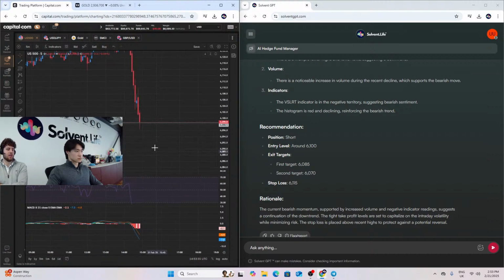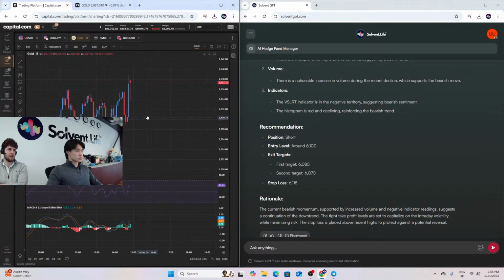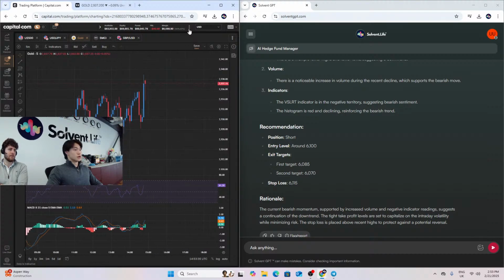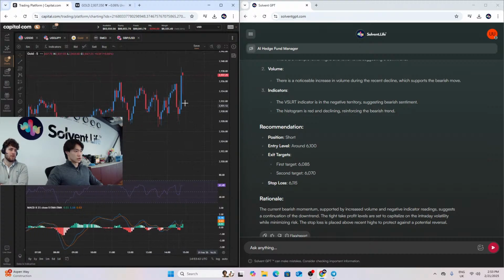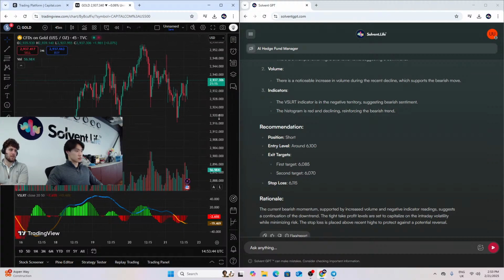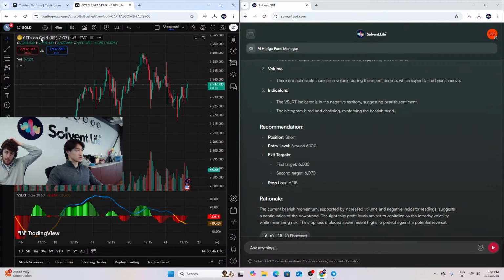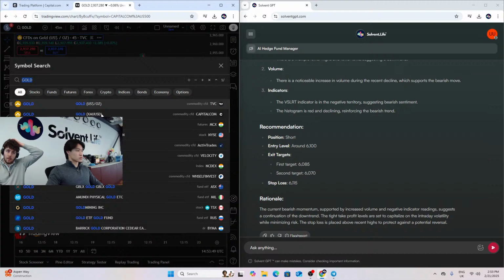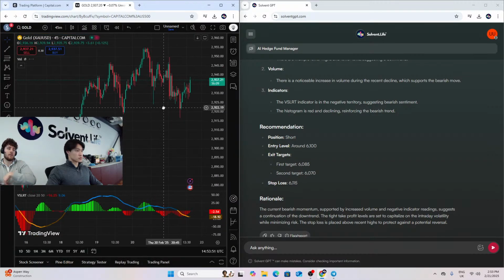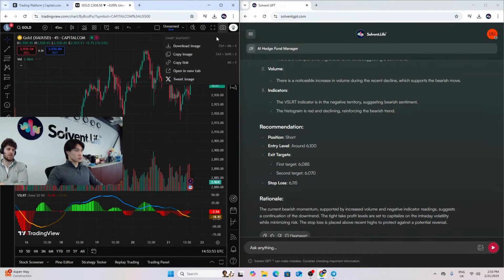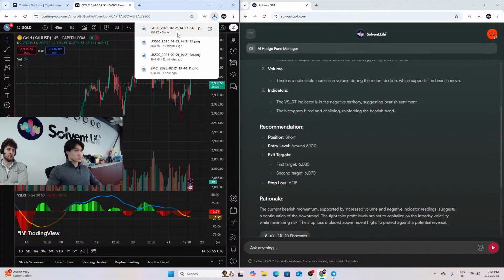So let's take a look at gold, see how gold's doing. Target is 2949. Let's see if the target will meet that. We're just going to take a screenshot, upload that to the GPT, and we'll go from there.